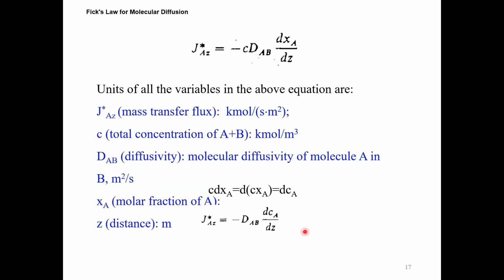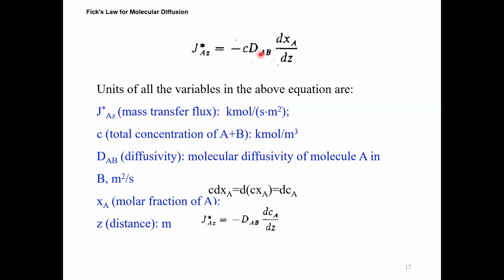All right, so Fick's law of molecular diffusion provides the relationship between the mass transfer flux and the concentration gradient, which is expressed in terms of mole fraction. If you have A diffusing through B, your mass transfer flux J_A is directly proportional to the concentration gradient. To remove the proportionality symbol, we bring in a constant here.